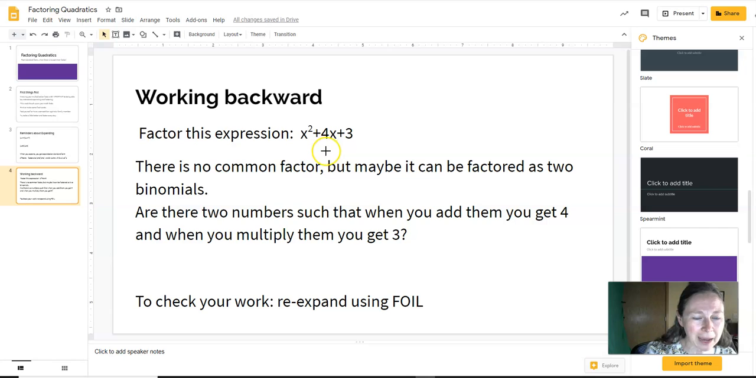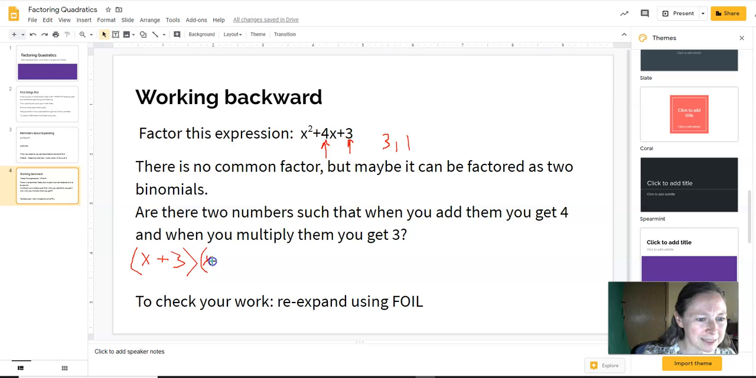But we do see that pattern where this middle term could be the sum of two numbers, and this one could be the product of two numbers. So you ask yourself, are there two numbers such that when I multiply them, I get 3, and when I add them, I get 4? When I really think about it, 3 and 1 would do the trick, because 3 times 1 is 3, and 3 plus 1 is 4. So therein lies the clue. You do x plus 3, and then x plus 1.